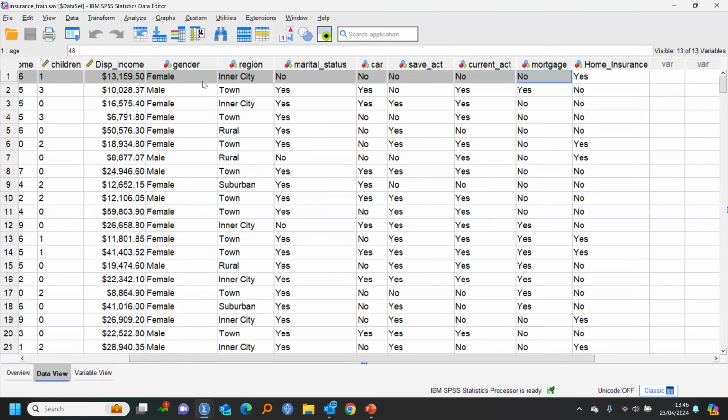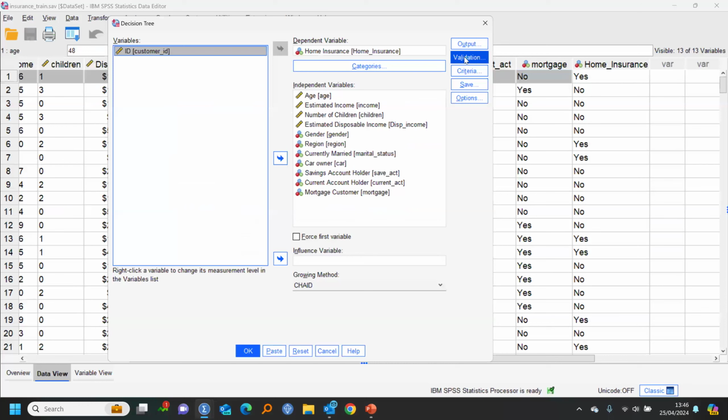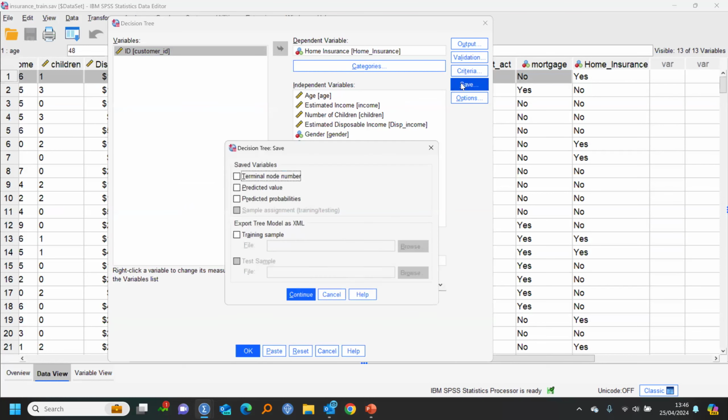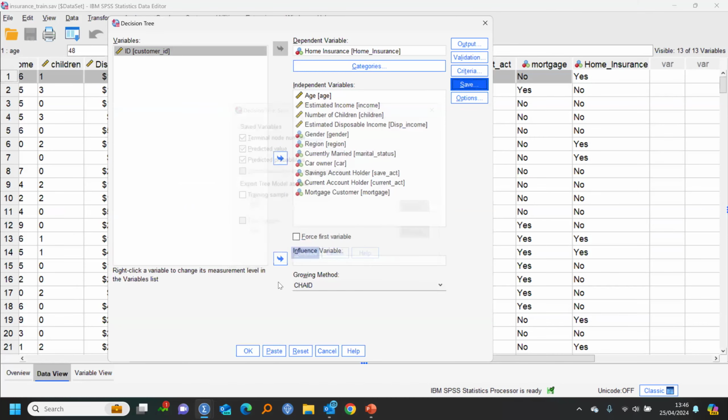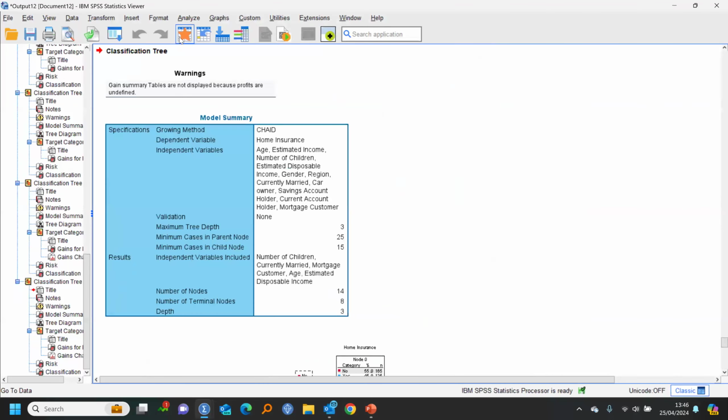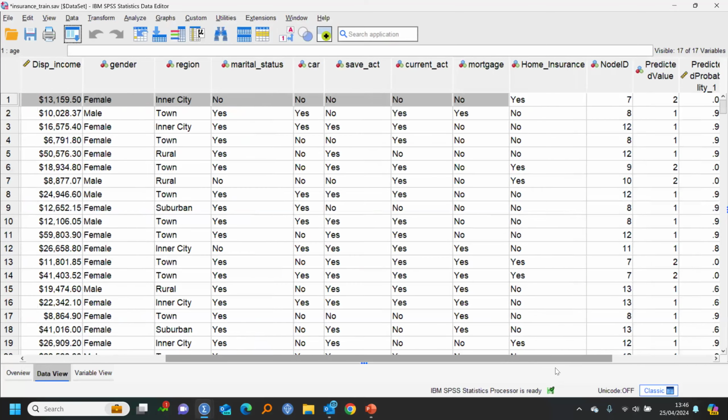Okay, so getting near the end here, we've worked our way through a lot of this. Let's go back here and switch some of this off. What happens if we wanted to get it to save predictions for us? Well, I can click on save and say show terminal node, show me the predicted value, and show me the predicted probabilities. Click continue and OK. And I can run that, and you can see it actually produces this.